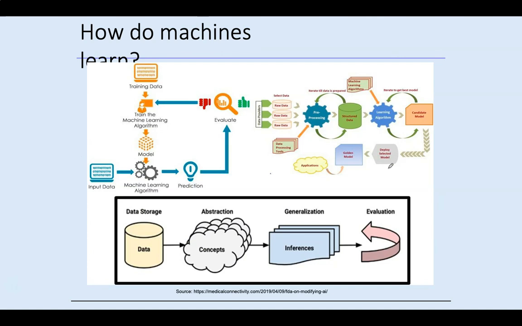We will also discuss how machines learn. The basic thing to understand is that we require data, then we make some abstraction or concept of it, we generalize, and then we evaluate. In the next session, we will discuss how a machine learning algorithm works and what the different types of machine learning algorithms are.